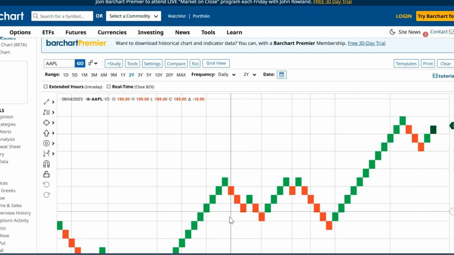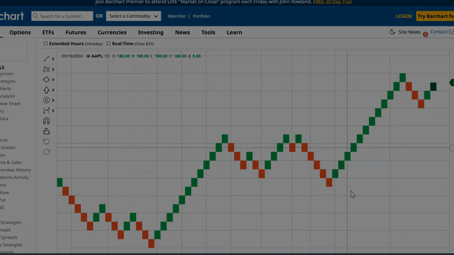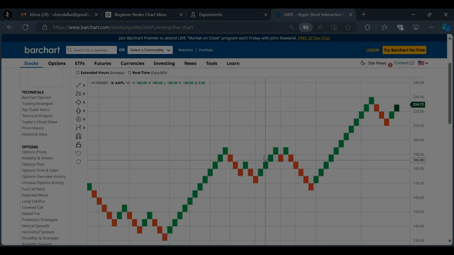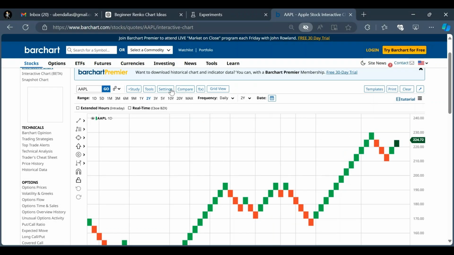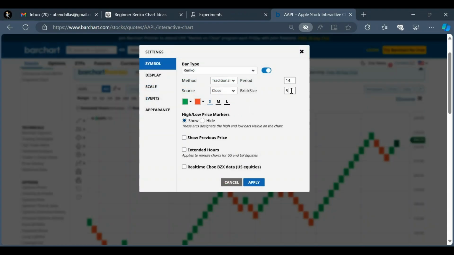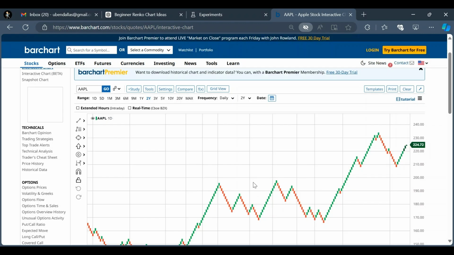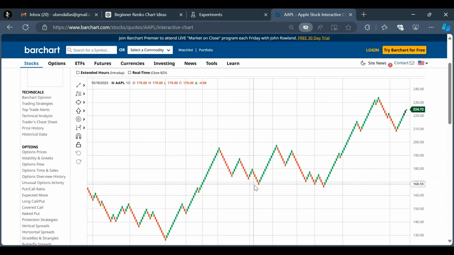Advantages: simplicity, it's easy to set up and understand. Consistency, since the brick size doesn't change, your chart is more predictable. Disadvantages: not adaptive. Fixed brick sizes don't adjust to market volatility, which can sometimes lead to either too much noise or missed opportunities.